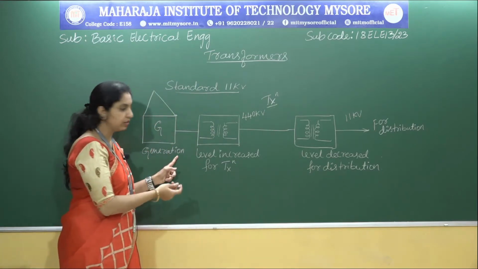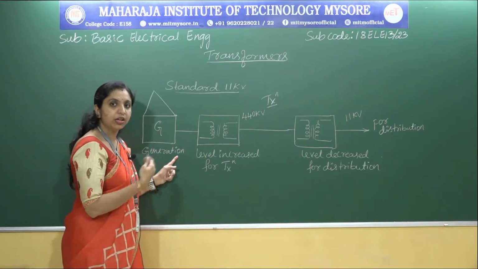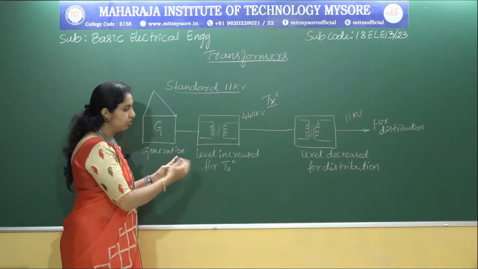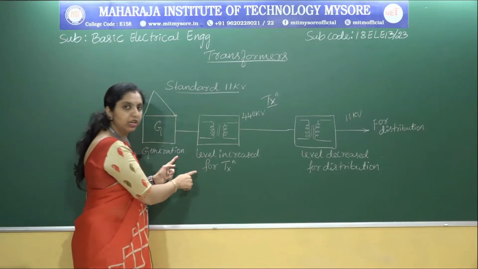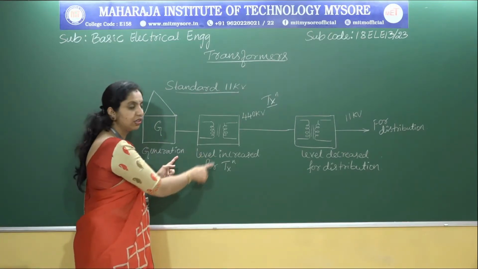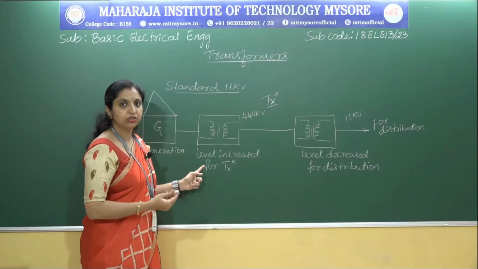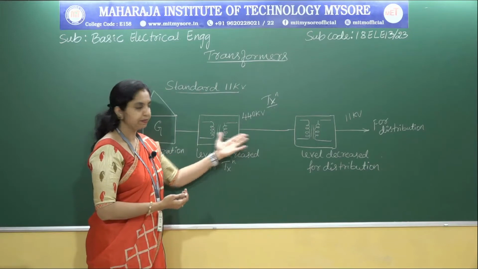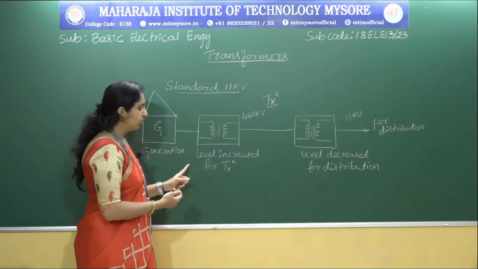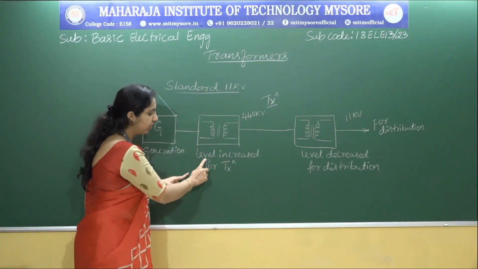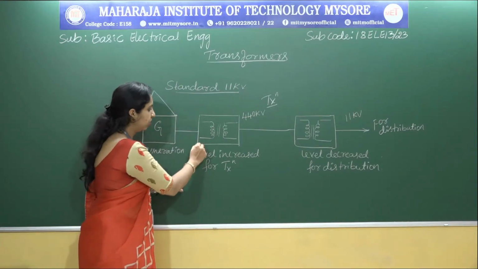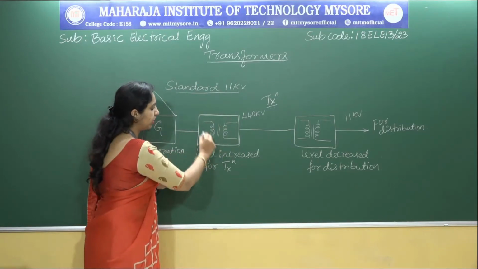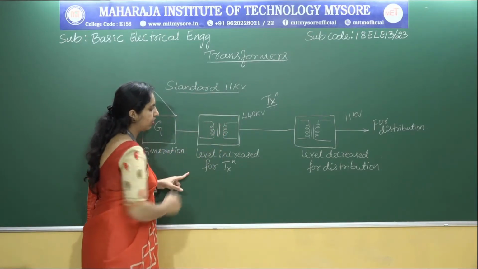Whenever we want to transmit this electrical energy to some other place, the voltage level should be increased for transmission. Why should the level be increased? Because there will be losses, especially while transmitting electrical energy. Because of that, the level should be increased for transmission. You can observe here, this is the transformer, and this is how we denote the transformer.